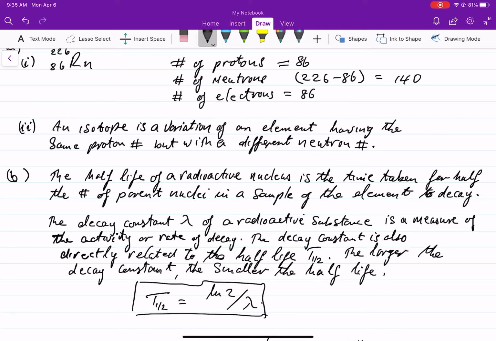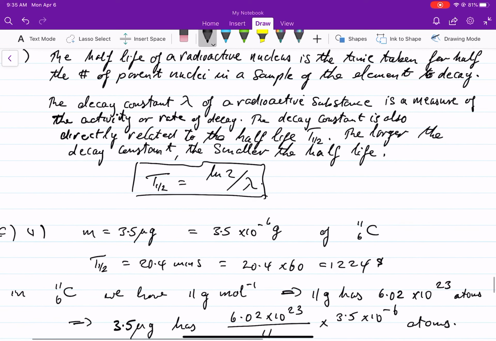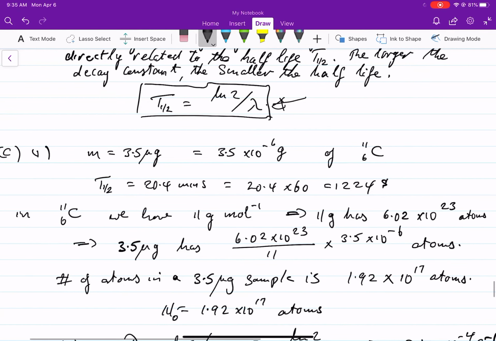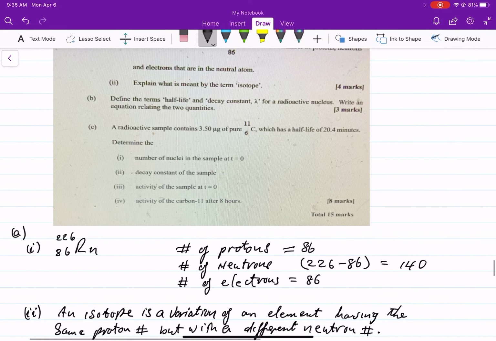They also want you to define half-life and the decay constant. Half-life, we defined before, but I defined it again in this example. The half-life of a radioactive nucleus is the time taken for half of the parent nuclei in a sample of the element to decay. The decay constant of a radioactive substance is a measure of the activity or rate of decay. The decay constant is also directly related to the half-life. The larger the decay constant, the shorter the half-life. And I've shown the equation right there. I think they asked for the equation as well. All right, let's keep going.